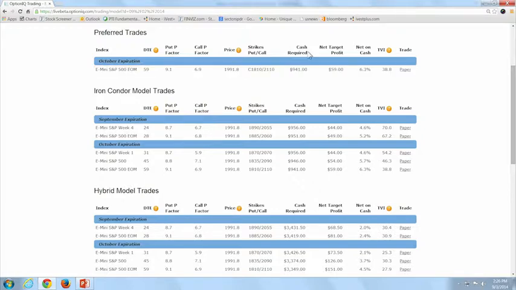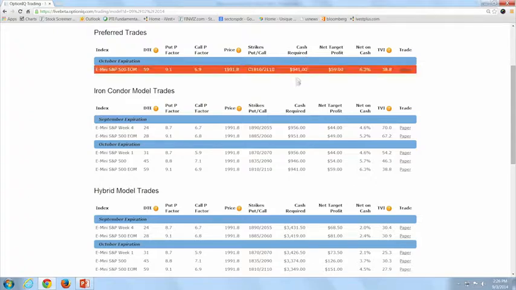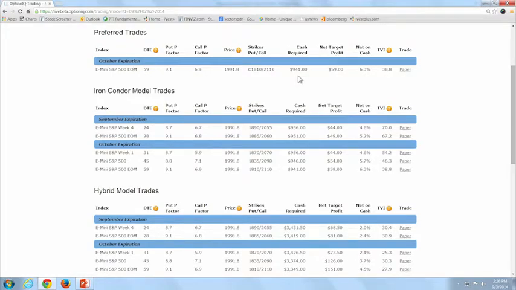To the right of that is the amount of money that I have to have in my account in order to place the trade. Now, you're not spending this money to get into the trade. You just have to have it in your trading account as a security deposit to be able to place this trade. In this trade, you need $941 in your trading account to be able to place this trade.